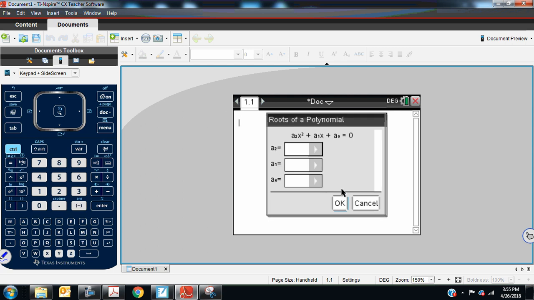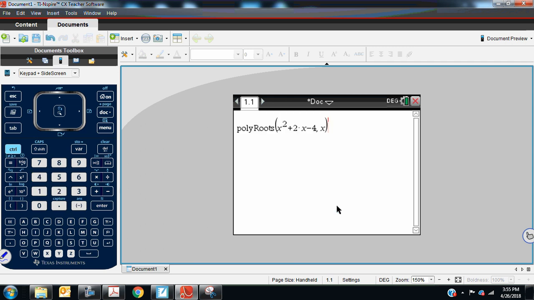And here where it asks you for a2, a1, and a0, that's like our a, b, and c. So we had a 1, a 2, and a -4. It's going to fill in the function. Indeed, that's what it should look like, and it's trying to find the roots for x. And there are 2 values there. They're decimal values, which is okay because this question did not ask for exact values. So -3.23.